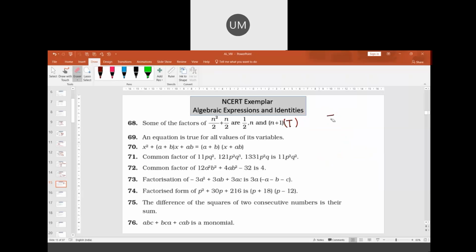Statement 69. The equation is true for all values of its variables. True, sir. What if it is in a minus sign? No, sir. Equations contain coefficients and variables, and an identity is true for all values of variables. Only identities are true for all variables, sir.